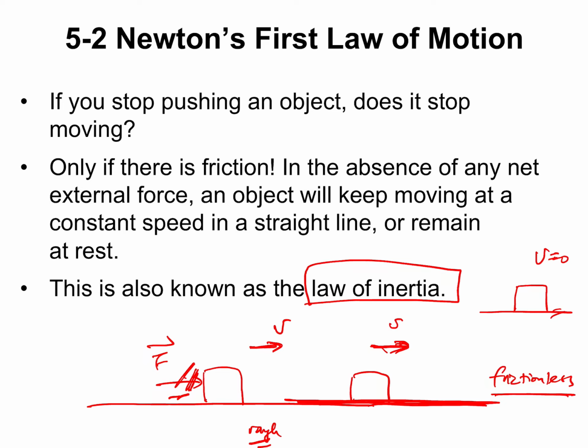Okay, if object is moving with some velocity, right? Then if you don't put anything on this object, it will maintain this velocity. Okay, object stops because of the friction, if you have a friction that comes from the rough surface. Okay, so the natural tendency for the object is to maintain its velocity.